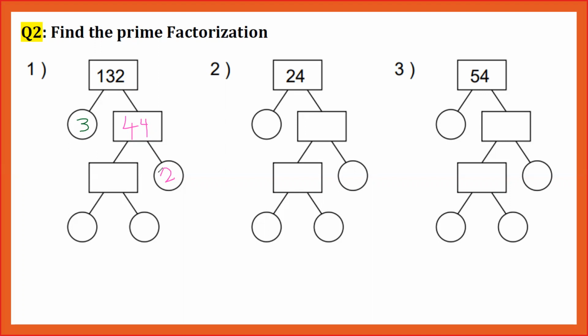Yes, exactly. 22. Bravo, 22. Now, give me 2 factors that, when you multiply them, you get 22. 11 and 2. So the prime factorization of 132 is 2 times 2 times 3 times 11. Thank you, Rodina.